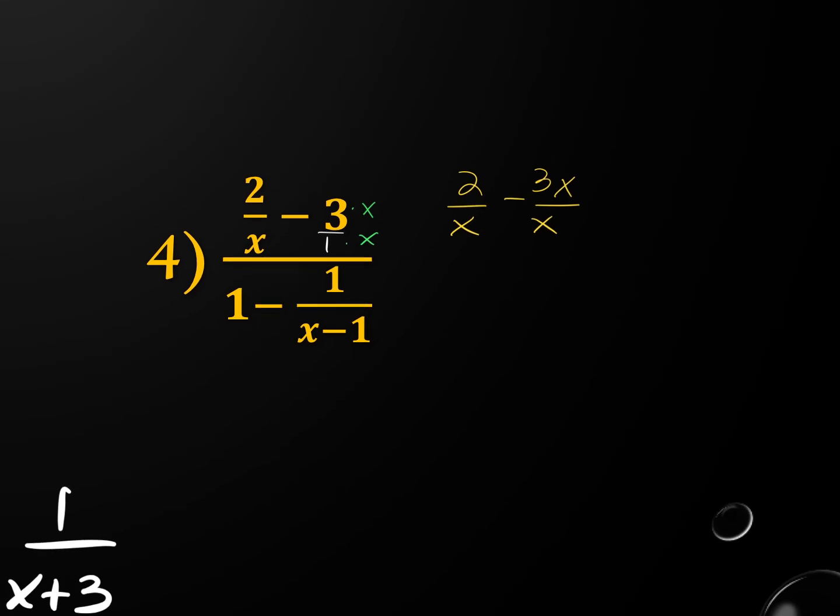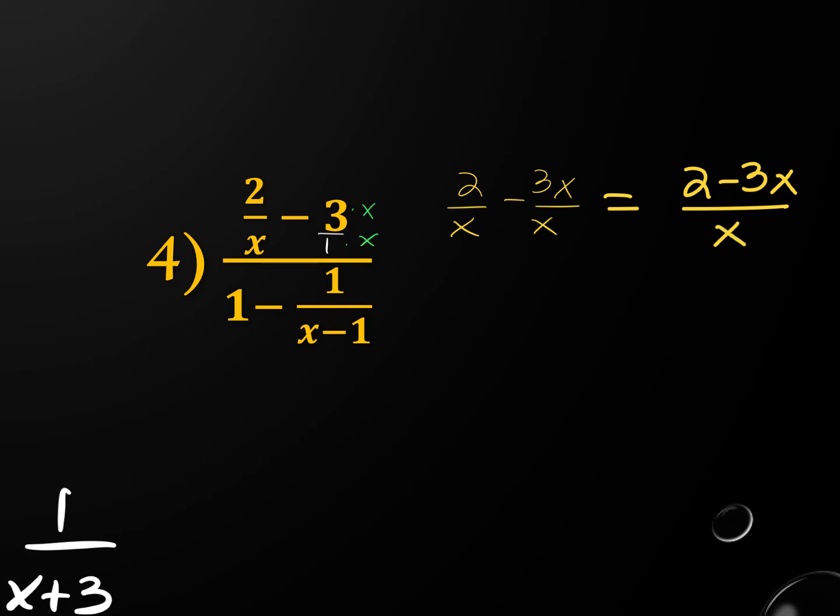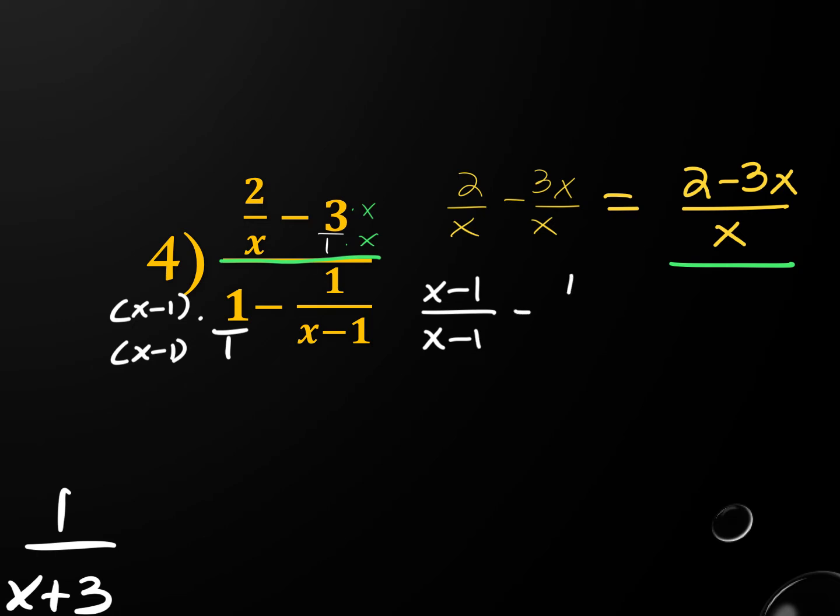We're going to subtract our numerators. So this becomes 2 minus 3x over x. That is the simplified numerator. Now I have to do the same thing to the denominator. I could put a 1 under here. My common denominator is going to be x minus 1. So I'm going to multiply this fraction by x minus 1. Now this becomes x minus 1 over x minus 1 minus 1 over x minus 1. Now I need to subtract my numerators, and it becomes x minus 2 over x minus 1.